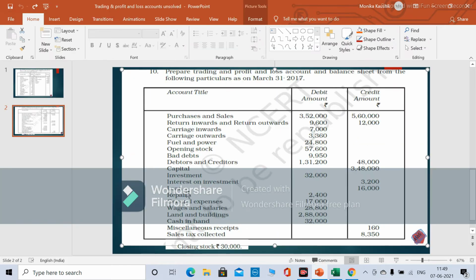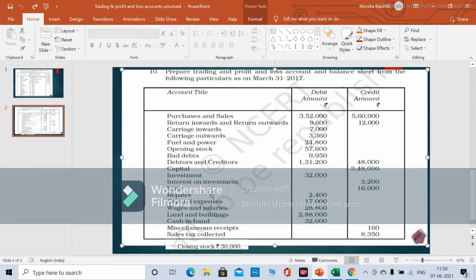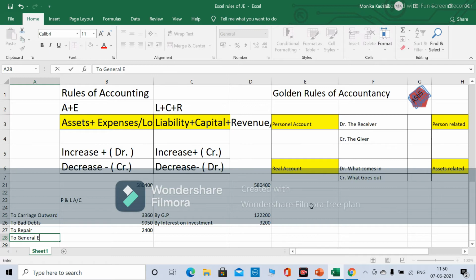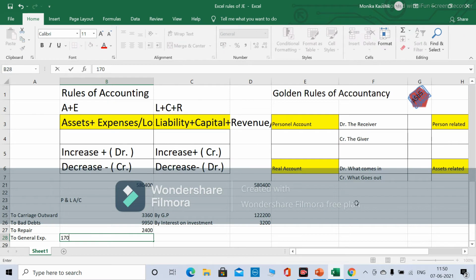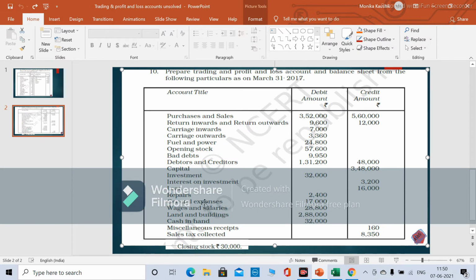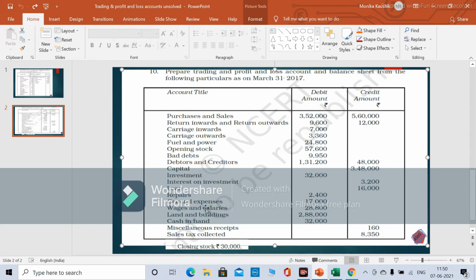Now the next one, loan. Repair. Loan is a balance sheet item. Repair is an indirect expense, 2,400. Next is general expenses. General expenses is an indirect expense, 17,000. See guys, in this sheet I have taken the same sheet just to check all the rules and formulas. Expenses are always debit. If increasing, they go on the debit side. So general expenses 17,000.